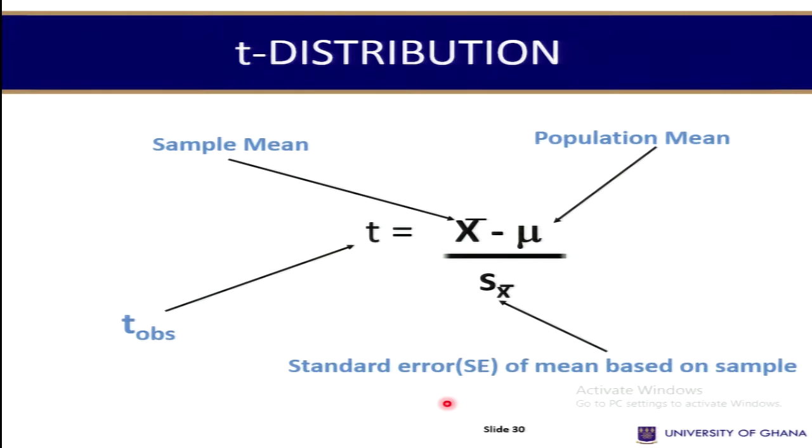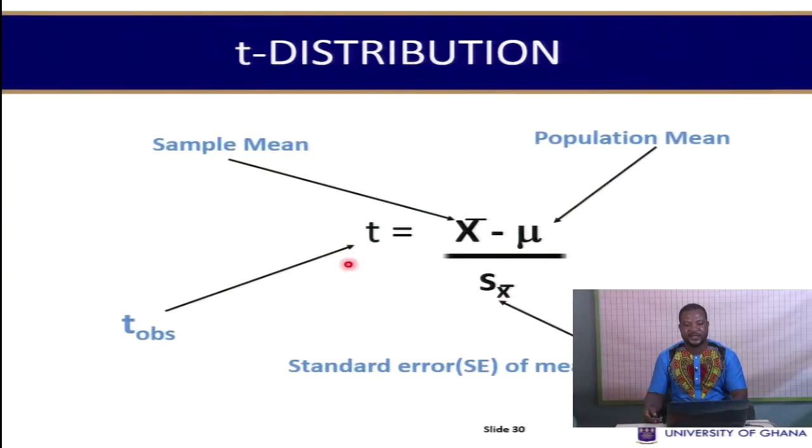Here we have the formula for the t-test based on a single population: it is the sample mean minus the population mean, divided by the standard error of the mean based on the sample. The difference between the one sample t-test and the z-test is just the denominator. For the z-test, it is the standard error of the mean based on the population; here, it is the standard error of the mean based on the sample.